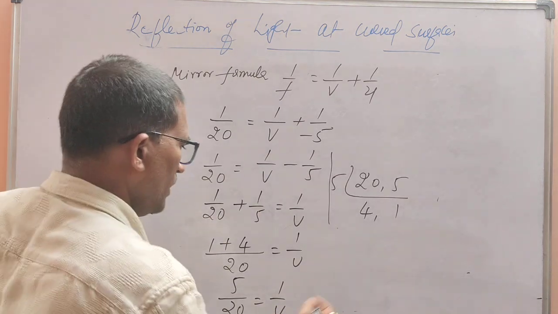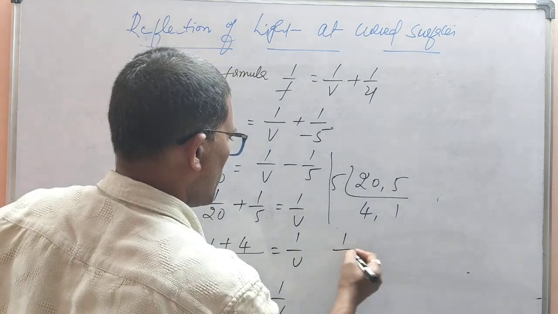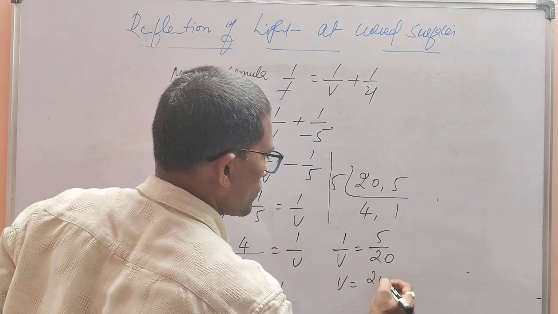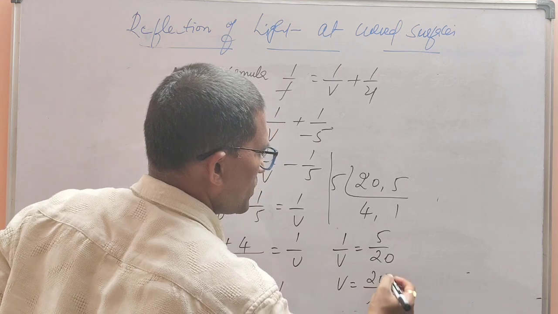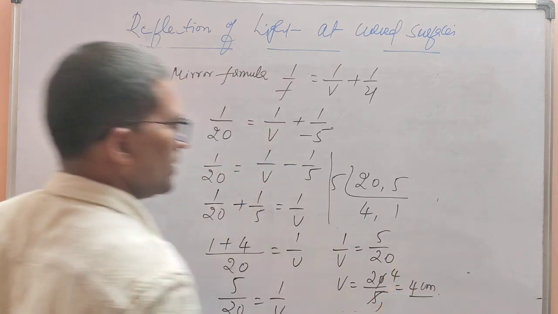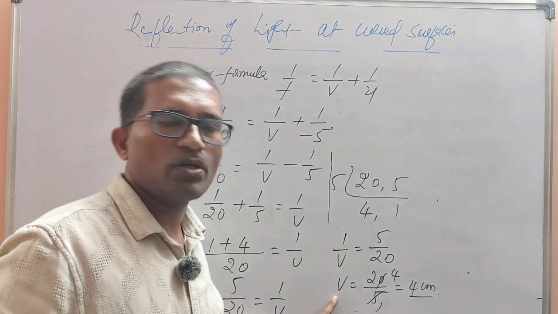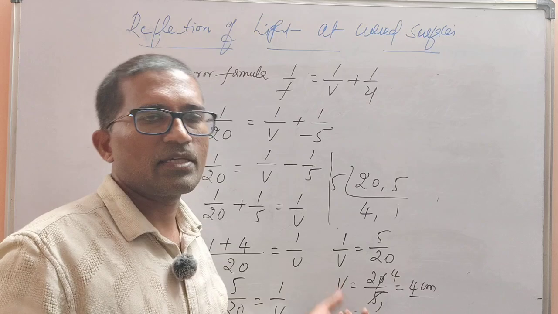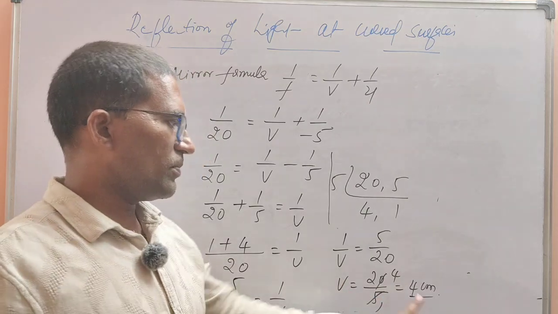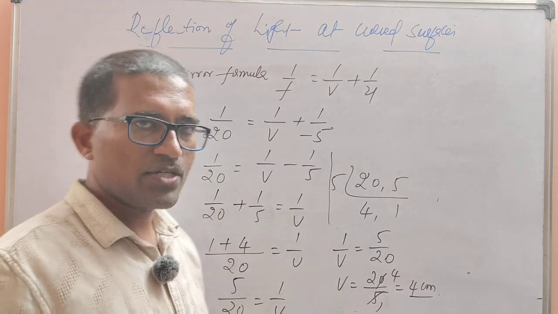If you take the reciprocal, 1 by v is equal to 5 by 20, then v is equal to 20 by 5, that is 4 centimeter. That is the image distance. Image distance is positive; I told already in the previous explanation, when you are applying sign conventions, if the image distance is positive, then the image is automatically a virtual image. You have to understand that.